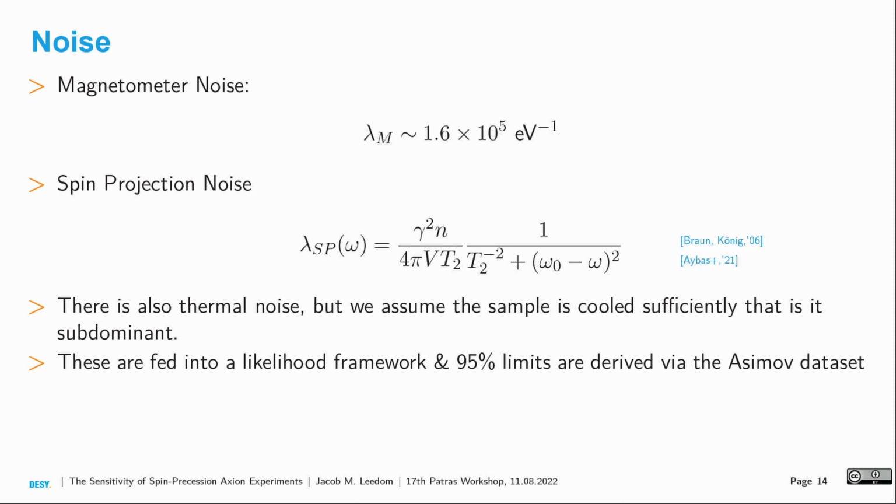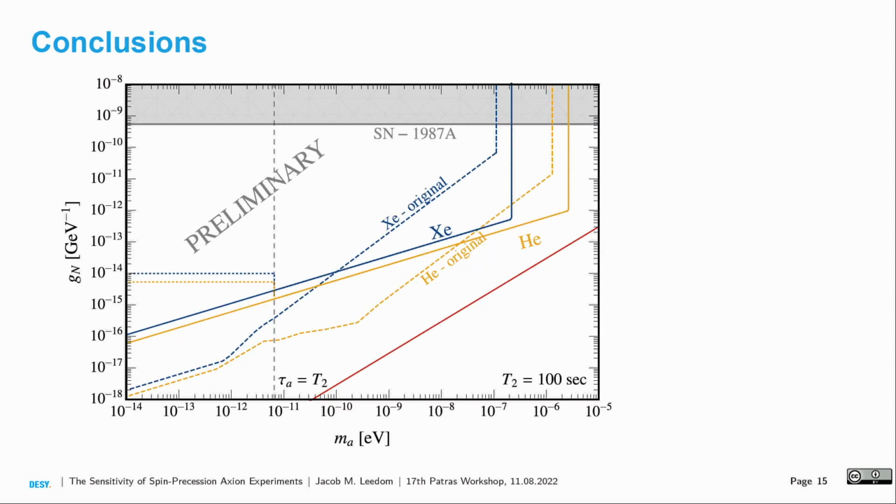And then there's also a PSD for the spin projection noise, which has the following form that was discussed previously. There's also thermal noise, but we'll assume that the sample is cooled sufficiently that we don't need to worry about it. Now you can take all of this and feed it into a likelihood framework. In particular, I'll be using the Asimov dataset to get an analytic way to reach 95% limits. And if I do that, I get this plot.